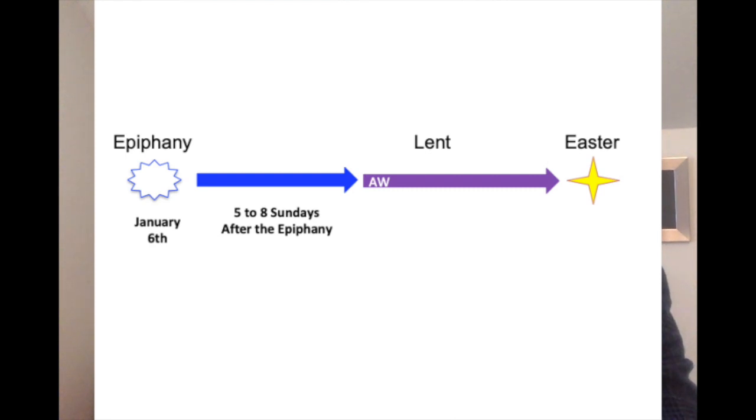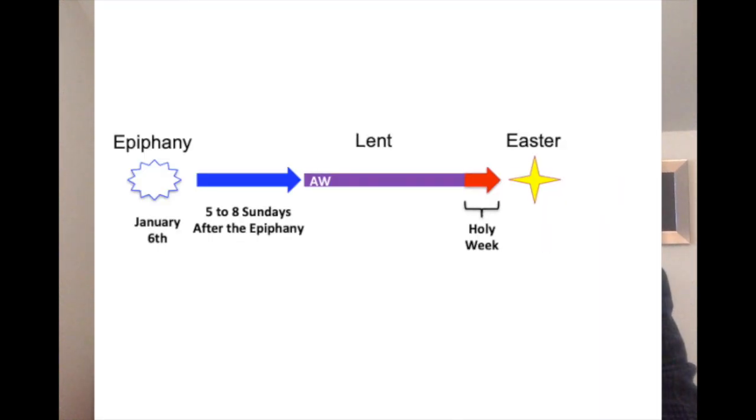And the last week of Lent is what we call Holy Week. It begins with Palm Sunday, the last Sunday in Lent, and includes Maundy Thursday and Good Friday, as well as the Easter Vigil prior to the great feast of Easter itself. Depending on when Easter falls, Epiphany can shorten or lengthen. That's why I said it's anywhere from 5 to 8 Sundays, and that's contingent upon when Easter happens.